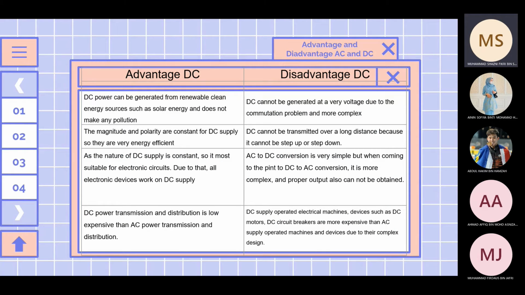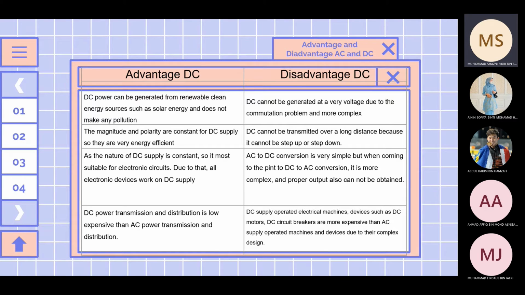Advantages of DC. The first one, DC power can be generated from renewable clean energy sources such as solar energy and does not make any pollution. The magnitude and polarity are constant for DC supply, so they are very energy efficient. As the nature of DC supply is constant, it's most suitable for electronic circuits. Due to that, all electronic devices work on DC supply.